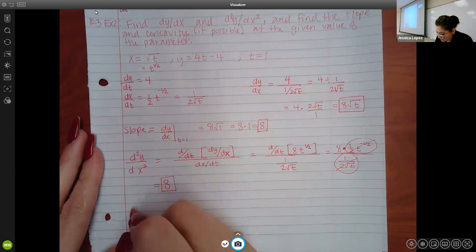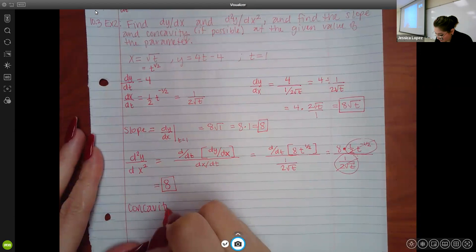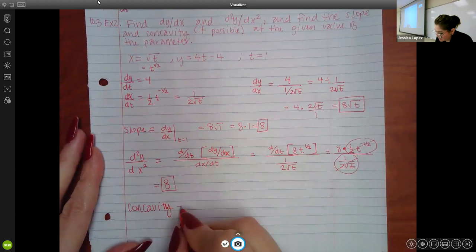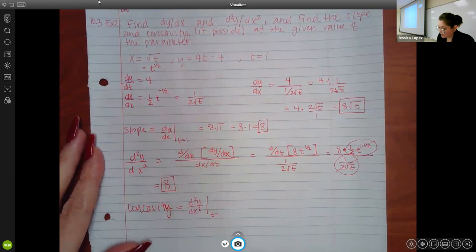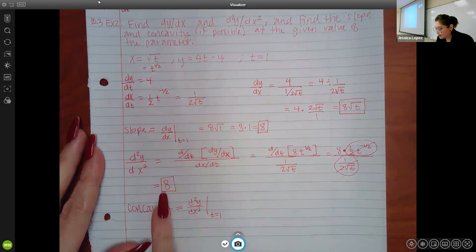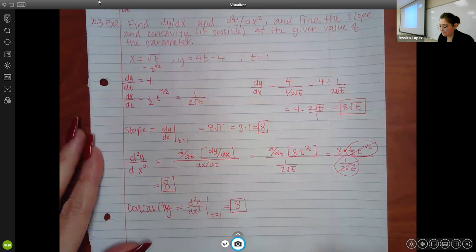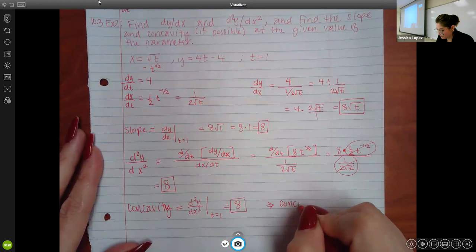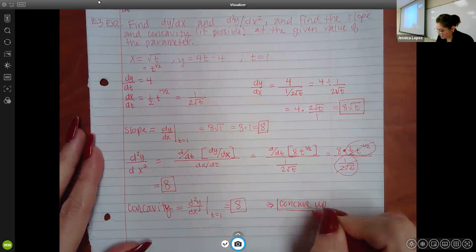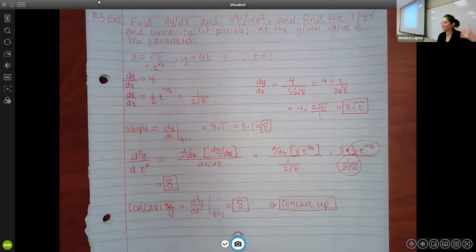And then for the concavity, it's just d²y/dx². That's going to be your second derivative evaluated at the t value they gave me. So they gave me t equal to 1. But there's nowhere to plug t, right? You can't plug in 1 because there's no t's here. So for this one, it just happens to be 8. Okay. And that's a positive concavity, right? Which means it will be concave up, because it doesn't make you pick that from a drop-down menu. There's only two options, concave up, concave down, I think an undefined or something like that.